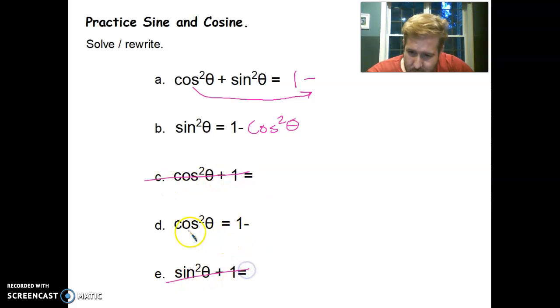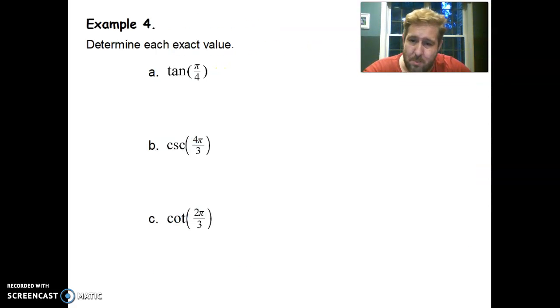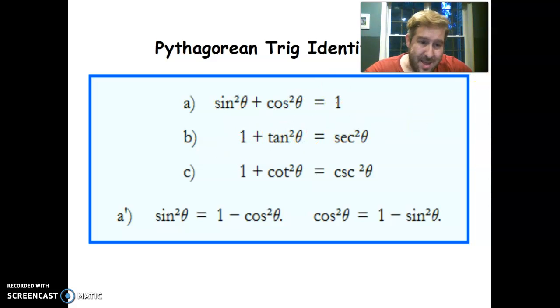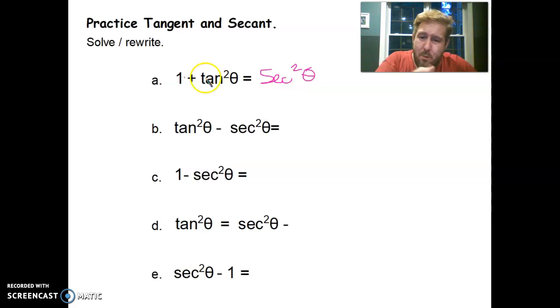That equals sine squared of theta, right? Because if you move sine squared of theta to the other side by subtracting from both sides, you end up getting the exact same thing. This is just another trig identity, but you're doing the exact same thing. So 1 plus tangent squared is secant squared theta. You can find all the other answers by just moving things around. Like if I move secant squared to the other side, it becomes tangent squared minus secant squared, but I have to move the 1 to the other side, and it becomes negative 1 is the answer.